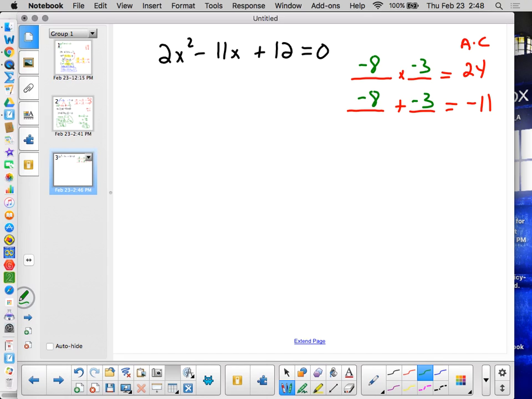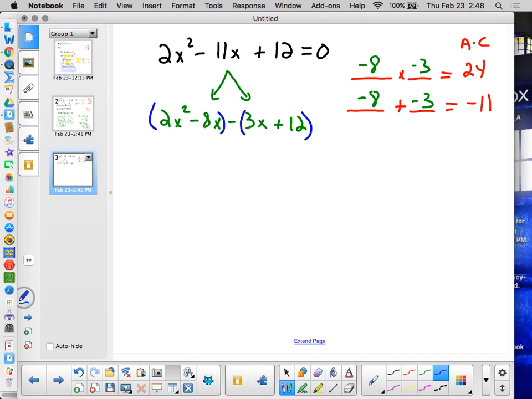What am I going to do with those magic numbers? I'm going to split the middle of my polynomial. So that's minus 8x minus 3x. The 2x squared still comes down, and the plus 12 still comes down. Now what do we do? We group.